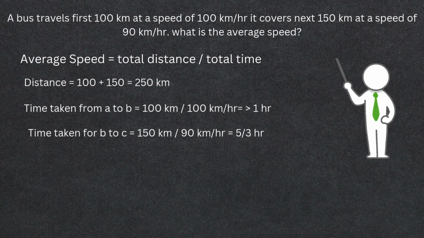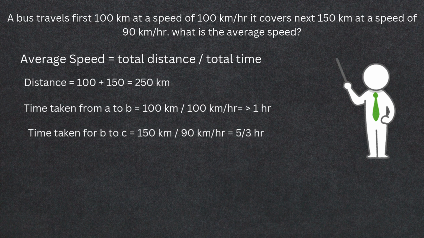Okay, let's calculate total time taken. For the first stage, let's say A to B, the bus travels 100 km at a speed of 100 km per hour. So the time for A to B is 100 by 100, which is 1 hour, as we know time is equal to distance by speed. So let's calculate the second stage. The bus travels 150 km at a speed of 90 km per hour. Time from B to C is 150 divided by 90, that is distance by speed. We get 5 by 3 hours.